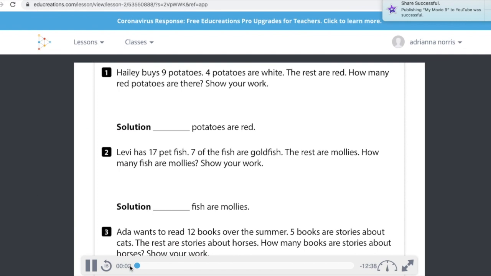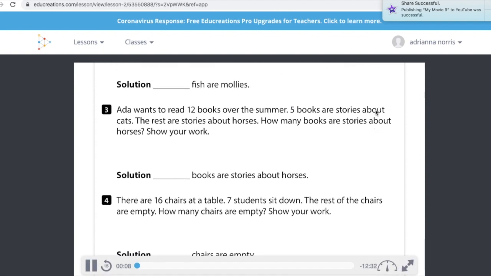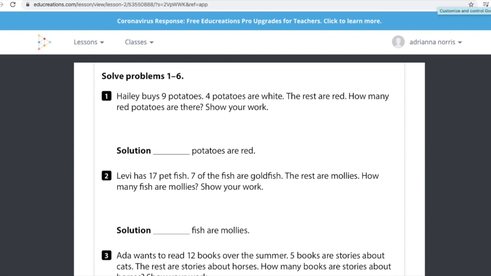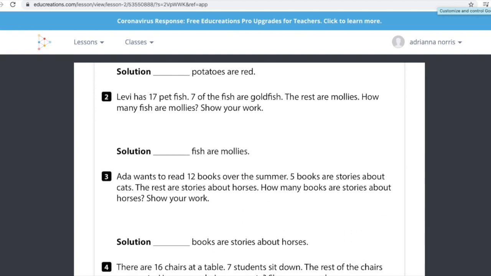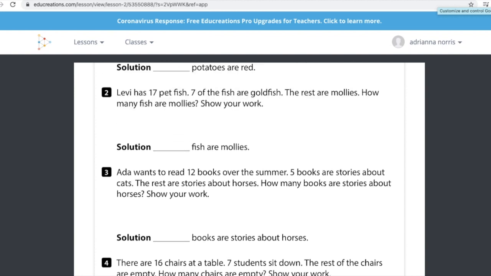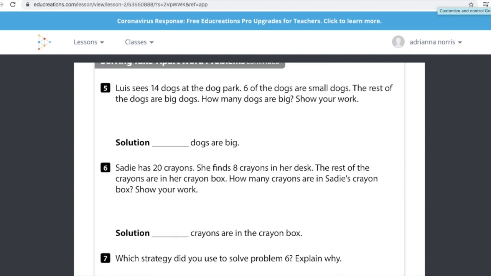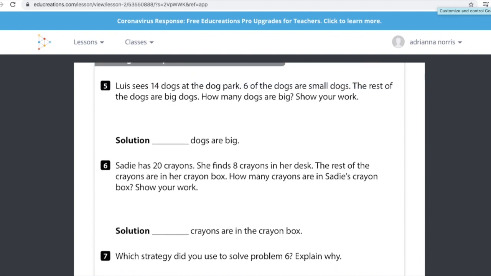Remember, you are doing this page. There are only 4 questions. Say thank you, Miss Norris, because there's only 4 questions. Yes, I'm the best. Miss Norris is going to be doing this page with you, so go ahead and turn to page 7.